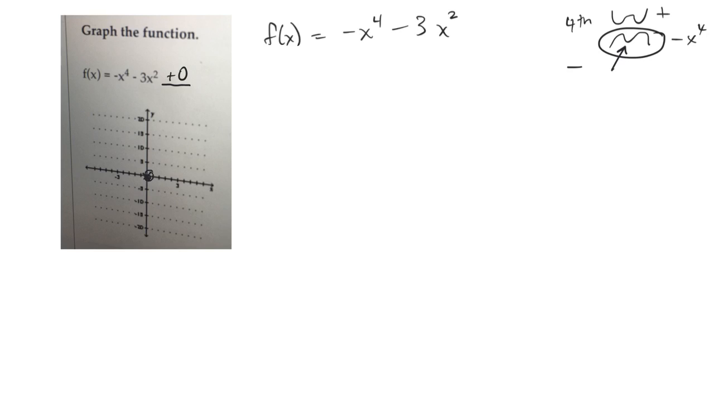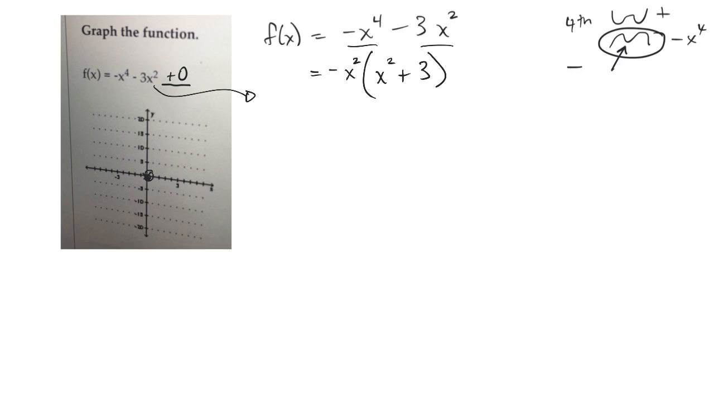Now to find the other x-intercepts, I can take this and factor it. So I'll factor out maybe a negative and x squared. That's common. So that'll give me an x squared here and then plus 3. All right. Is that right? Yeah, that's right.